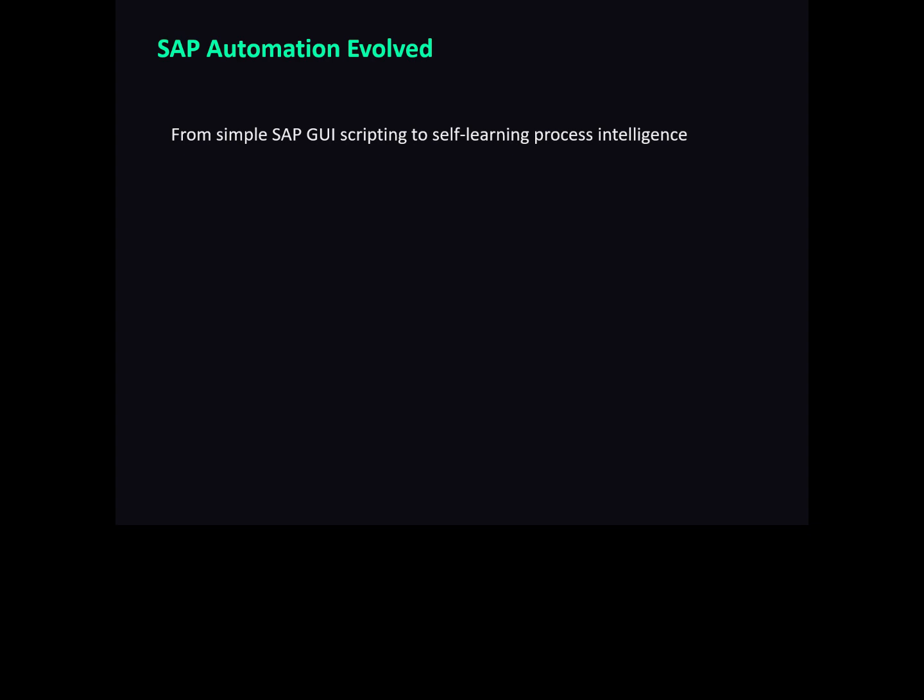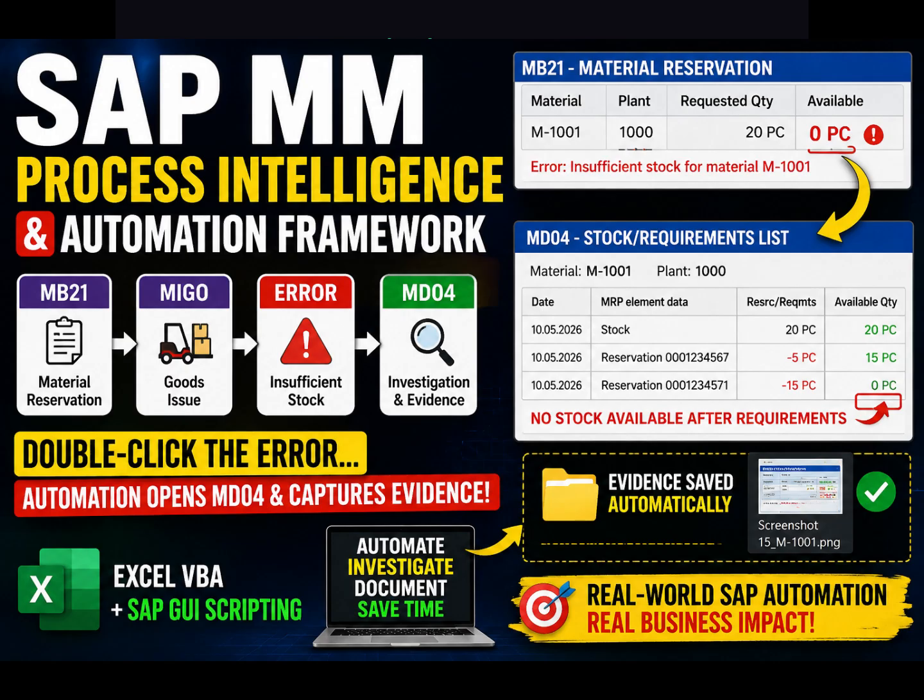Slide 1. SAP Automation evolved. Initially, this automation was only designed to execute SAP transactions automatically using Excel VBA and SAP GUI scripting. But over time, repeated SAP exceptions forced the framework to evolve into something much more intelligent. Today, this automation is no longer just executing transactions. It is learning from SAP failures, capturing evidence automatically, preventing recurring mistakes, and gradually becoming a self-learning SAP process intelligence framework.